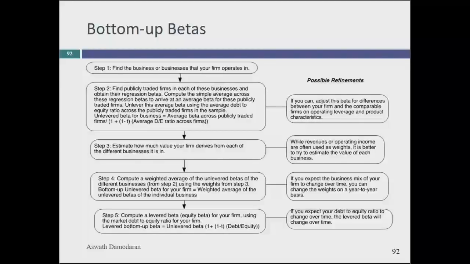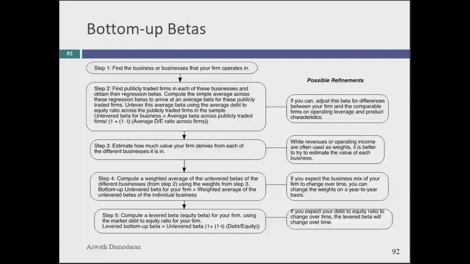I come back to you and say, look, you told me you were in two businesses. Can you tell me how much of your value you get from each business? Your reaction might be, I don't know how much value I get, but last year I got 80% of my revenues from online advertising, 20% from fintech. I say, okay, that's good enough. I take a weighted average of my two unlevered betas. I now have an unlevered beta for his company.